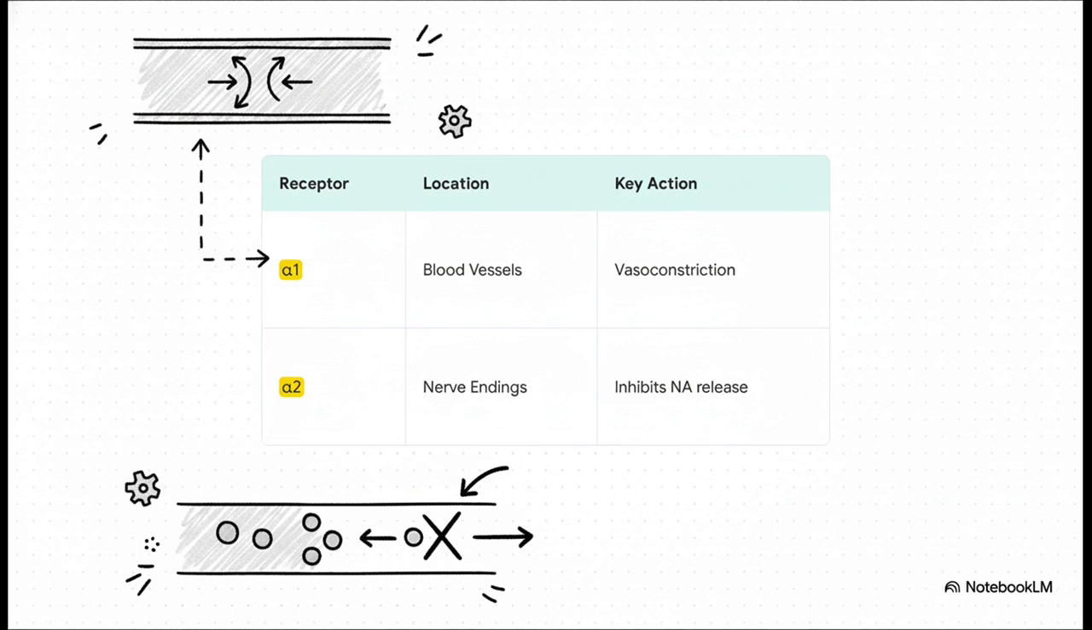But alpha 2 is very interesting. It's often located on the nerve that released the noradrenaline in the first place. It acts like a feedback brake. When it senses a lot of noradrenaline in the synapse, it sends a signal back to the nerve saying, okay, that's enough. Stop releasing more. It's a beautiful self-regulating system.